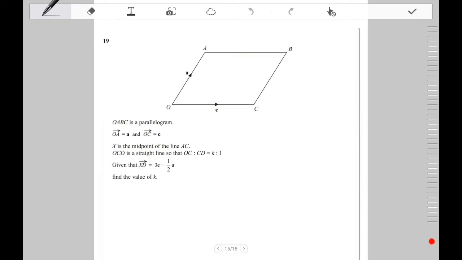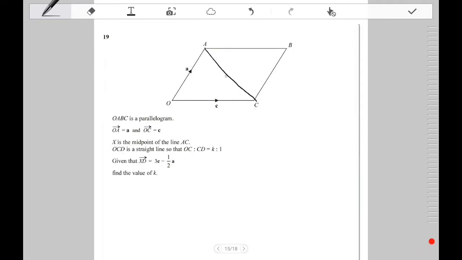OABC is a parallelogram. OA is A and OC is C. Okay, X is the midpoint of line AC. So AC, that's X.